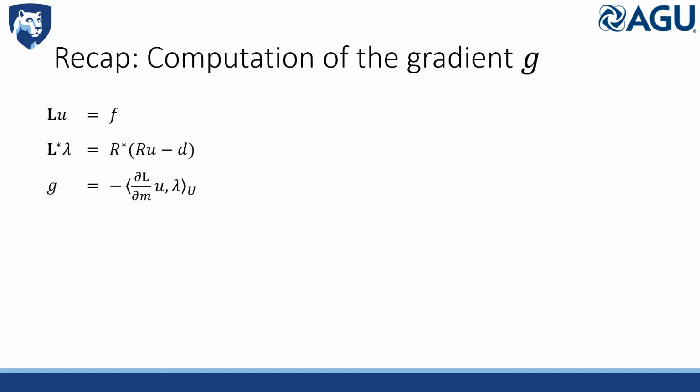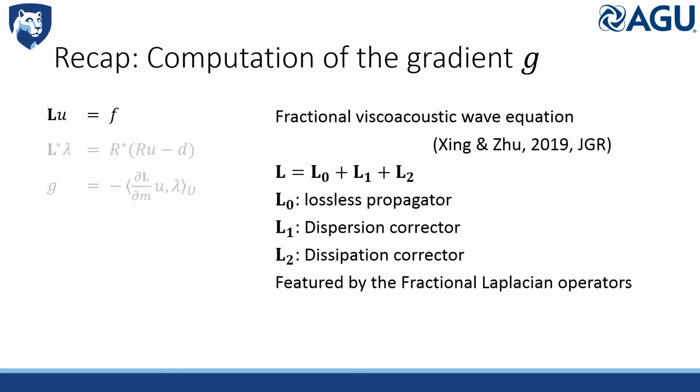To give you a recap, let's talk about the general first-order adjoint state method, which is used to compute the gradient G. Basically, the gradient can be computed in three steps: a forward simulation, an adjoint simulation, and the interaction between these two wave fields. This first equation describes the forward wave field simulation, where L is the wave propagation operator, U is the wave field, and F is the source.